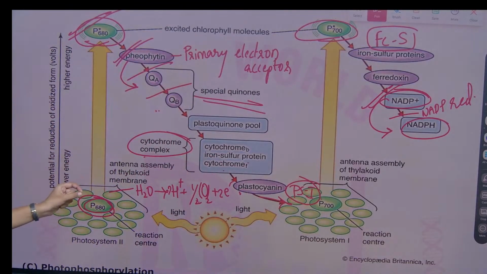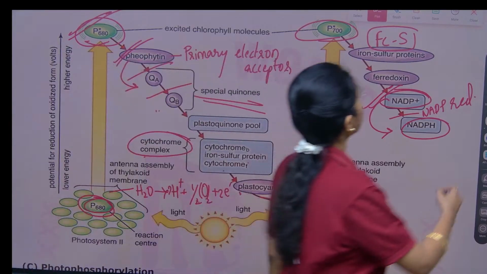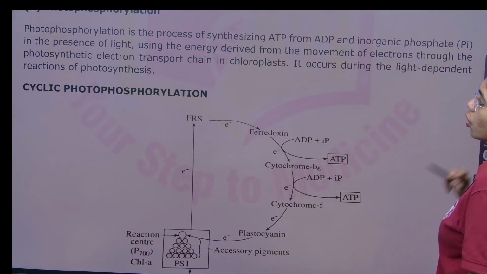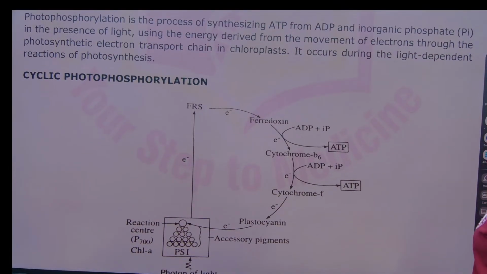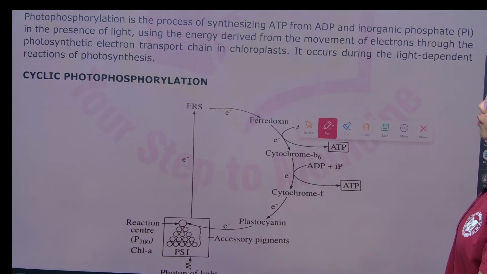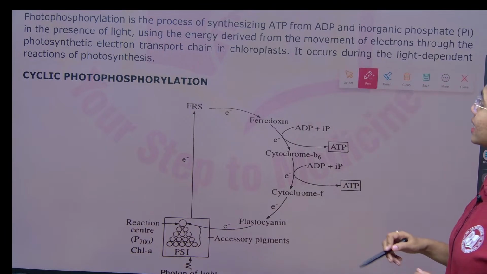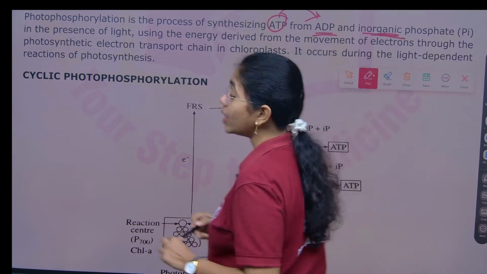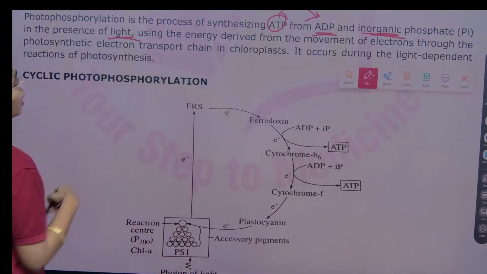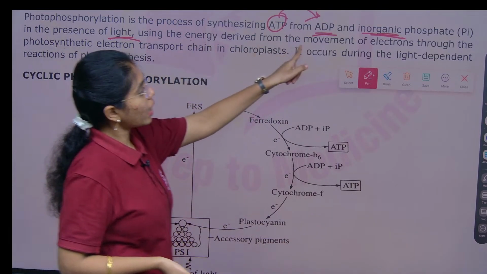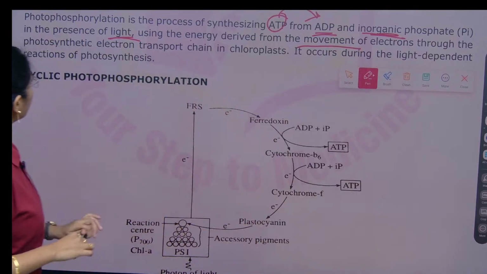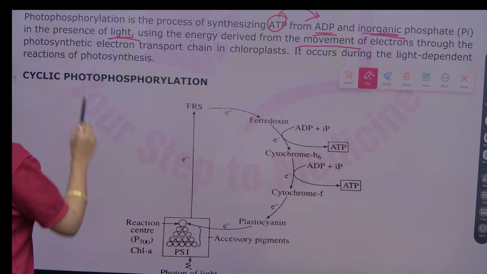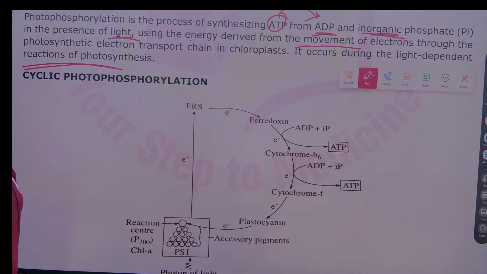Clear, right? Easy? Now, cyclic photophosphorylation. Cyclic photophosphorylation is the process of synthesizing ATP from ADP and inorganic phosphate in the presence of light. This uses energy which is derived from the movement of electrons through the photosynthetic electron transport chain in the chloroplast.